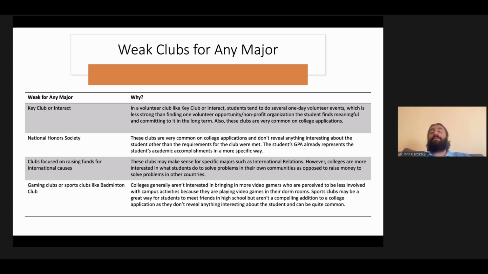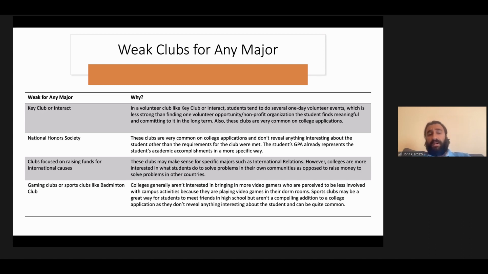So, some students come to me and say, "Hey, John, I've got 50 hours with Key Club or 100 hours with Interact." And these types of clubs aren't really that strong when it comes to building out your profile. That said, you can certainly be involved in community service work in high school, either through an on-campus club or an off-campus organization. But Key Club and Interact really aren't very strong.